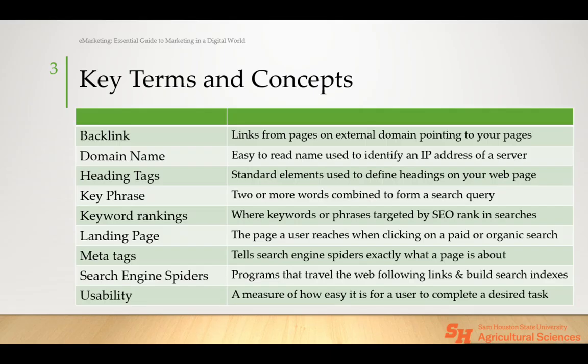We're going to look at just a few terms here that'll help you understand our presentation. The first of all is heading tags. These are standard elements used to define headings on your web pages. We're going to be using various key phrases. This is two or more words combined to form a search query. And lastly, I want to highlight meta tags. These should contain targeted keywords or key phrases, and these will tell search engine spiders exactly what a page is all about.